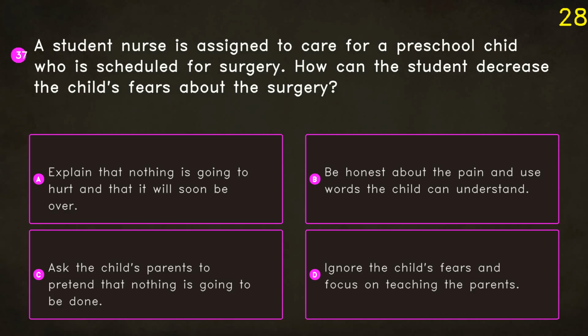Question 37. A student nurse is assigned to care for a preschool kid who is scheduled for surgery. How can the student decrease the child's fears about the surgery? A. Explain that nothing is going to hurt and that it will soon be over. B. Be honest about the pain and use words the child can understand. C. Ask the child's parents to pretend that nothing is going to be done. D. Ignore the child's fears and focus on teaching the parents.